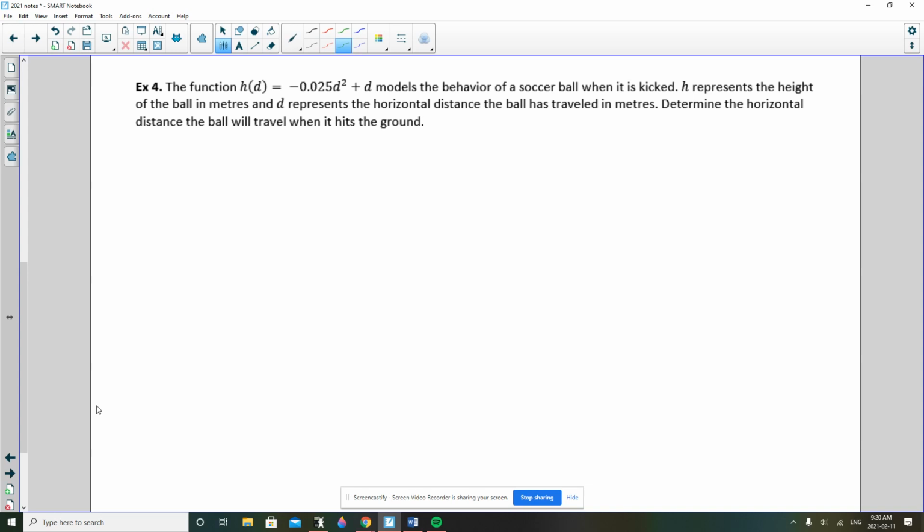So it says the function h of d, so the height compared to the distance, is equal to negative 0.025 d squared plus d. And that says it models the behavior of a soccer ball when it's kicked. H represents the height in meters, and d represents the distance the ball travels in meters. Determine the horizontal distance the ball travels when it hits the ground. So I'm just going to rewrite this equation here so we know exactly what's happening in this equation.